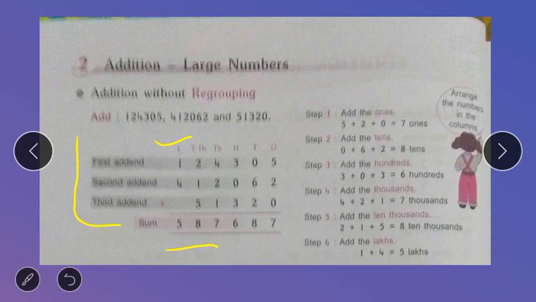Add the ones place. First of all, children, you have to start from the ones place. First you add the ones place: 5 plus 2, 7. You got the answer 7. Then tens place: 6 plus 2, 8. Got 8 tens. Then hundreds place: 3 plus 3, 6 hundreds. 4 plus 2, 6 plus 1, 7 thousands. 2 plus 1, 3. 3, 5, 6, 7, 8: 8 ten thousands, and 4 plus 1, 5 lakhs. So this way you can get the answer, and the answer you have got is the sum.